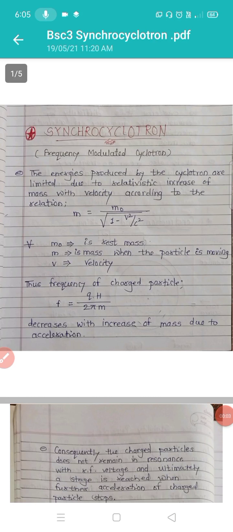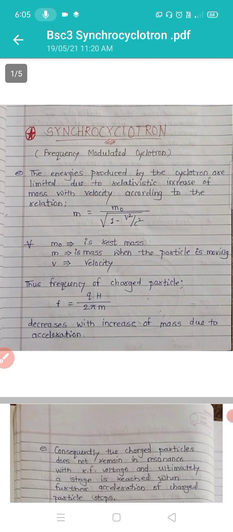Hello everyone. In the last class we studied the cyclotron and its limitations. To overcome these limitations, another device was developed in 1945, known as the synchrocyclotron. The energies produced by the cyclotron are limited due to the relativistic increase of mass with velocity.